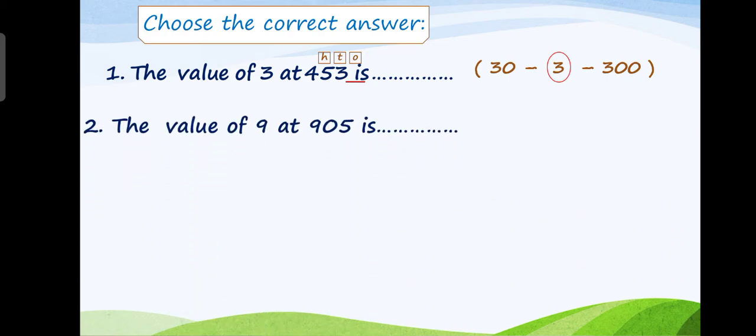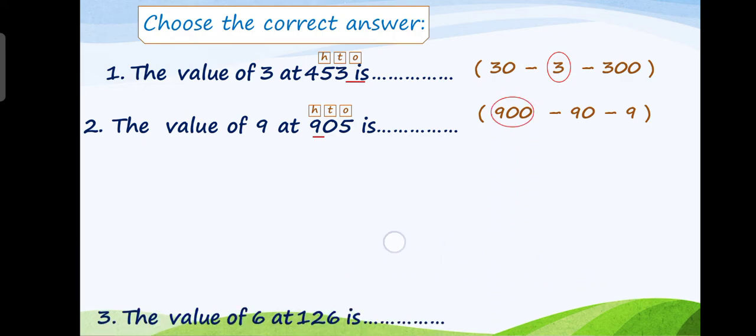Number 2, the value of 9 at 905. Value of 9. First, we have to put the places: ones, tens, hundreds. 9 is in which place? In hundreds. So hundreds have how many zeros? Two zeros. So it will be 900.